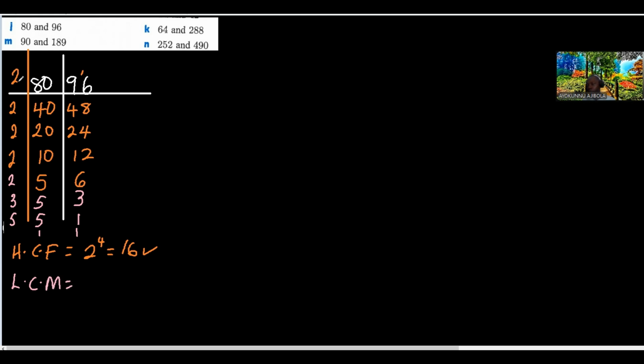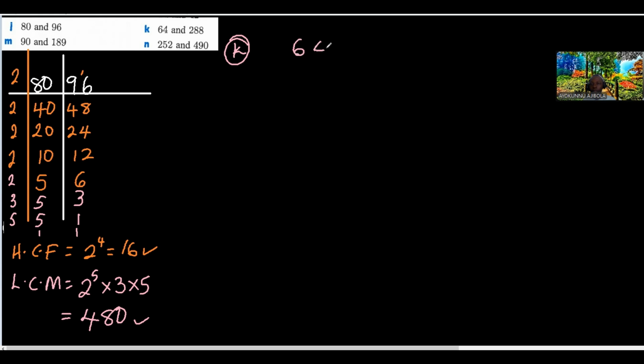Now, for the LCM, we have the combination of everything. So how many 2's? 1, 2, 3, 4, 5. Then 3 and 5. So 2 raised to 5 times 3 times 5. 2 raised to 5 is 32. 32 times 3 is 96. And 96 times 5 gives us 480. Good.